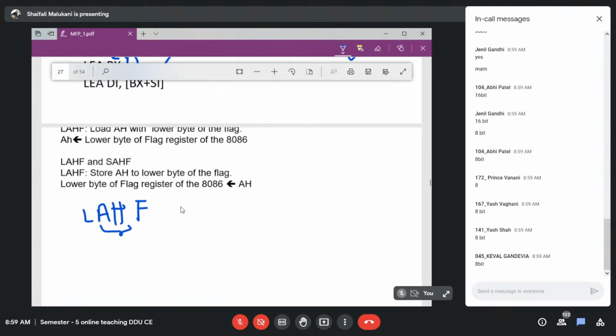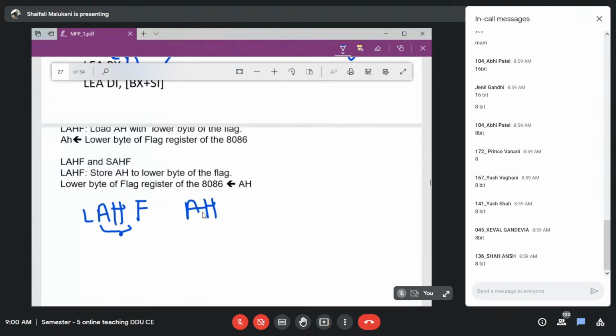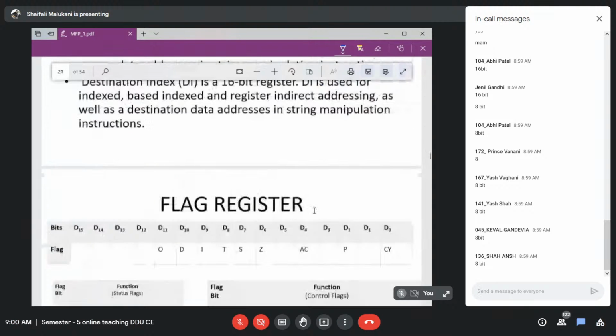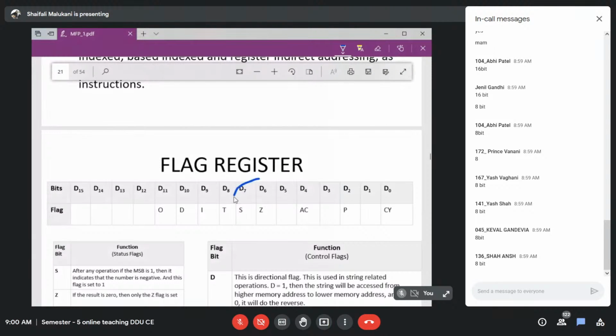8 bit. Okay, load AH. So in AH, you have to load your AH by what? By the flag register. But the flag register is 16 bit, and this is 8 bit, right? So you are going to use the lower 8 bits of the flag register. If you look at your flag register here, these lower 8 bits are stored in AH. Okay, lower 8 bits are stored in AH.